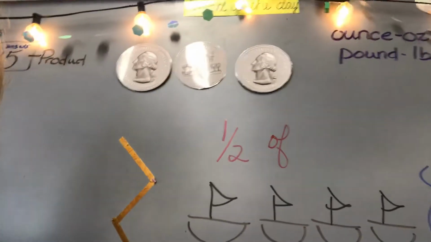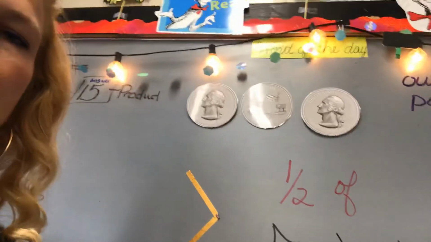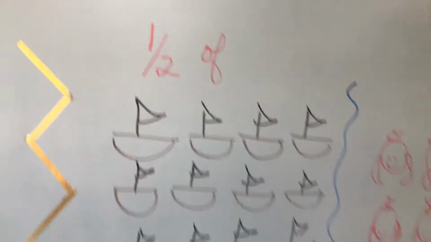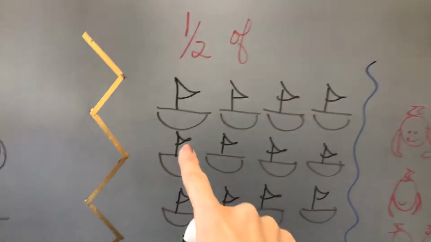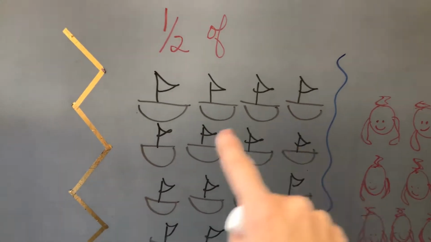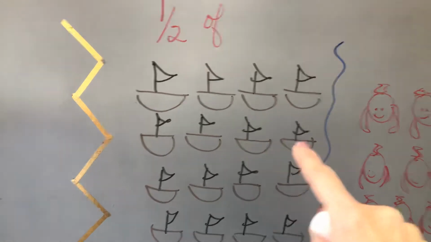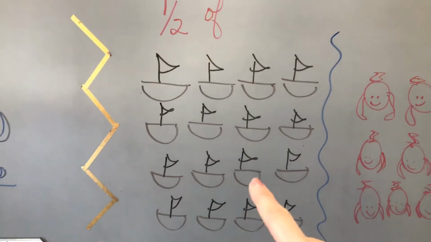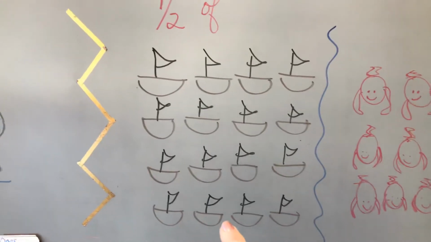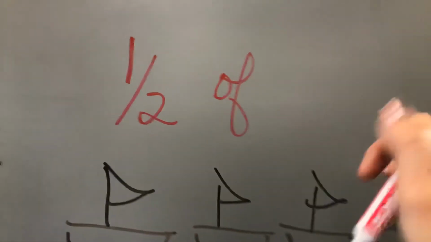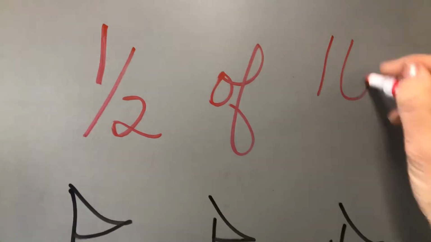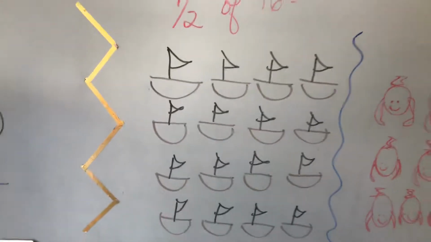And so if you look up here, I have put 1/2. Remember you write 1/2 of our group. So we write 1/2. So let's count up the ships. We have 1, 2, 3, 4, 5, 6, 7, 8, 9, 10, 11, 12, 13, 14, 15, 16. So I'm going to write 1/2 of 16 because that's how many ships there are.